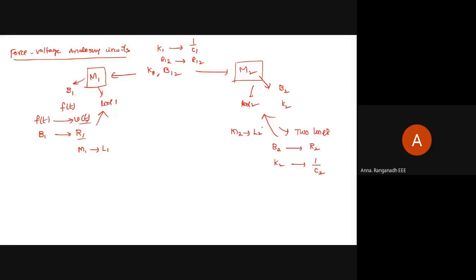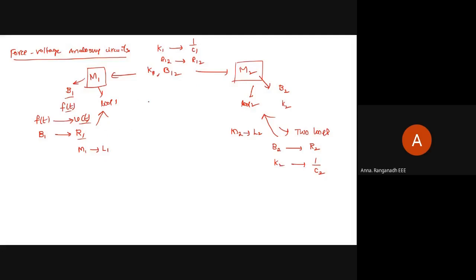Once again I'm explaining. First, based on the given diagram, how many masses are there? You can write M1 and M2. Therefore, two loops, loop 1 and loop 2. What are the elements strictly connected to M1? You can write those elements: B1, F of t. Similarly, what are the elements strictly connected to M2? B2, K2. Then the elements connected between the two masses M1 and M2 are K1, B12. After writing those elements, how are they analogous? F of t is analogous to V of t, B1 to R1, B2 to R2, K2 to 1 by C2. Like that, you can write all the elements.